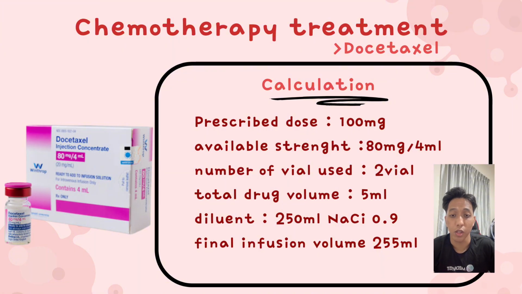Since one vial contains only 4 ml, one vial is not sufficient. Therefore, we need 2 vials of docetaxel to obtain the required volume. Finally, the 5 ml of docetaxel is diluted in 250 ml of 0.9% sodium chloride. So the final infusion volume becomes 255 ml.